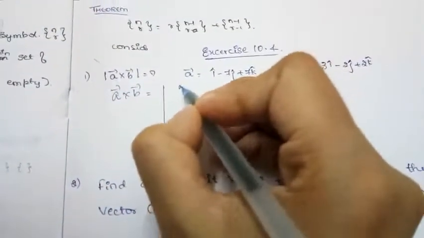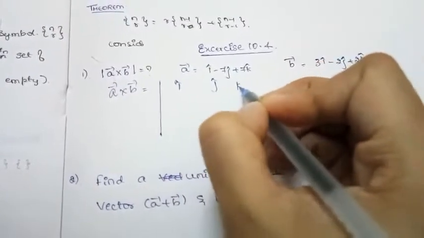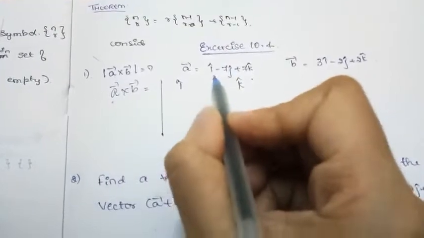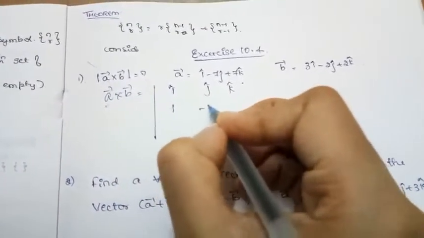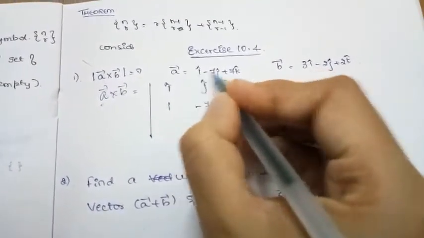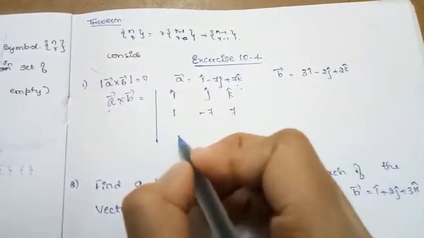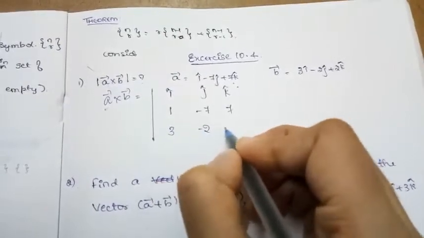It is nothing but taking our first row as i cap, j cap, k cap. The second row has the components of the first vector, that is 1, minus 7, 7. You can see here 1, minus 7, 7. The third row has the components of the second vector, that is 3, minus 2, 2.